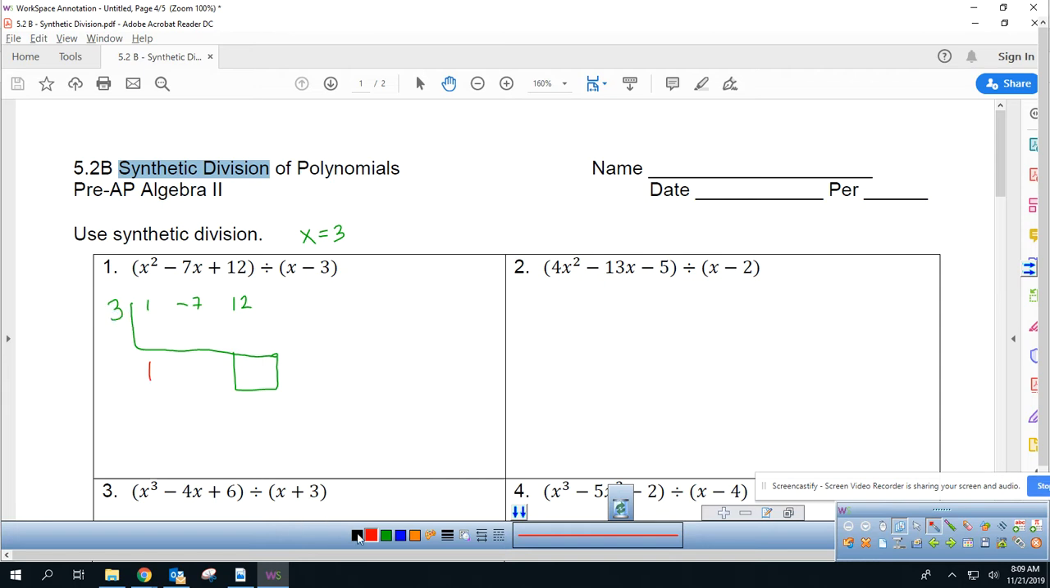You multiply like before. So we multiply on the outsides. 3 times 1 makes 3. You write it in the next column. And now you add the column. Do not subtract with synthetic division. You add the column. So -7 plus 3 makes -4.